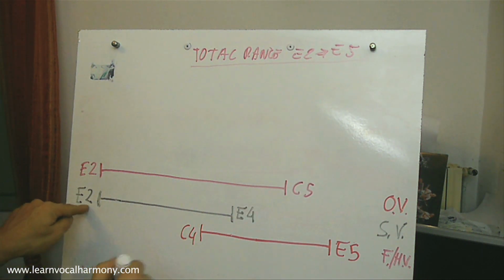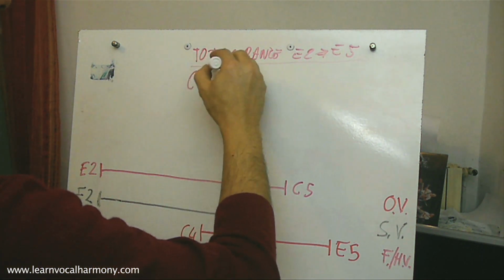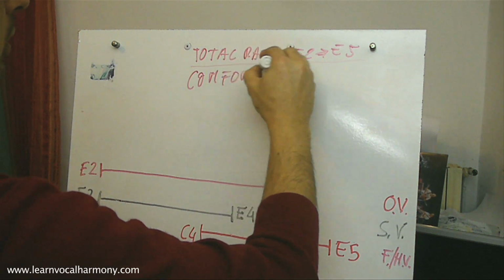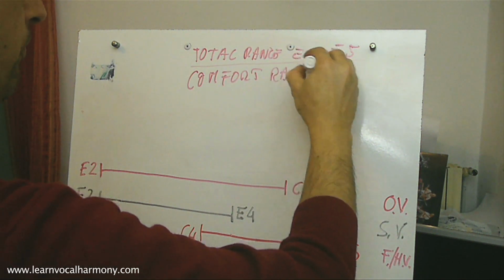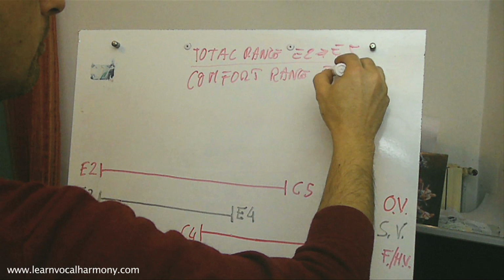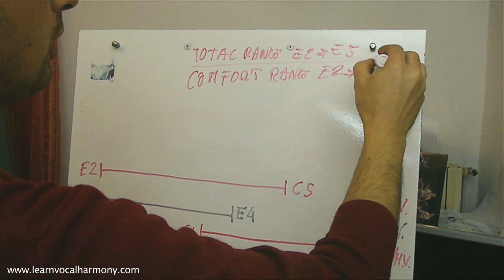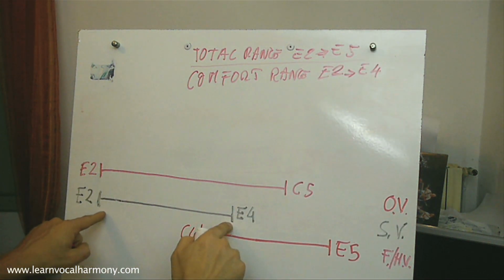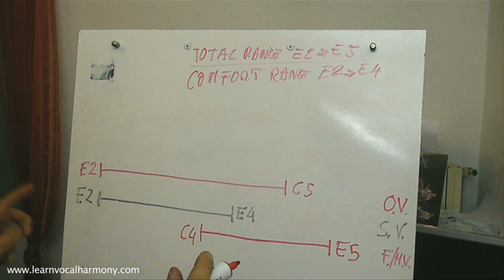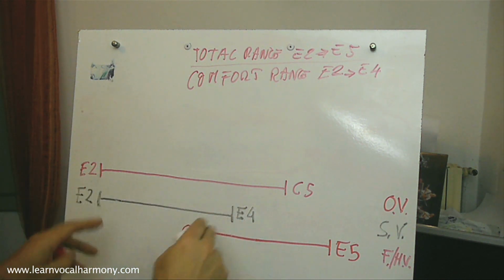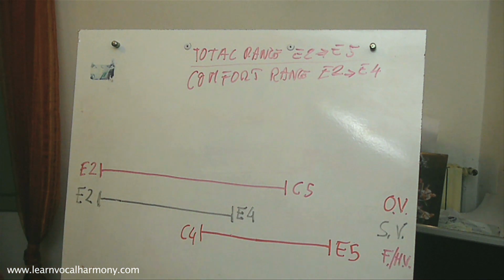Now you know that E2 to E4 is your comfort range. This is where you can sing in total relaxation. You can sing in this range without any risk of hurting your voice.